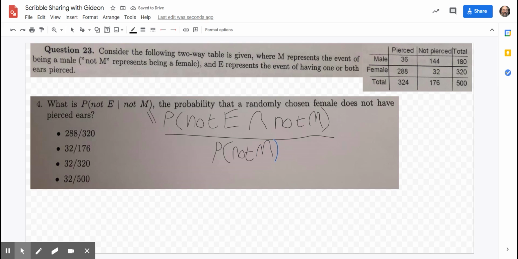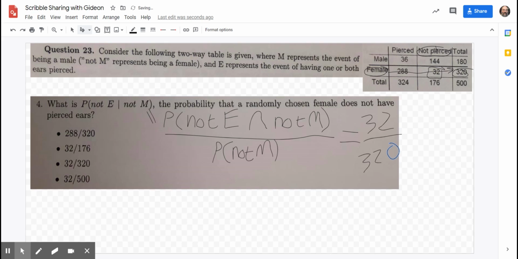So here we go. I'm interested in the intersection. I want the probability of the intersection, not E. That means not pierced. So that's this, not pierced over here. And not male, that means and female. Females are all here. So not pierced and female is 32 people. And then our condition was female, so that's out of the whole row of females.